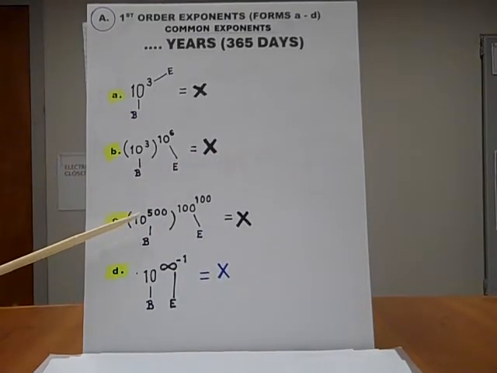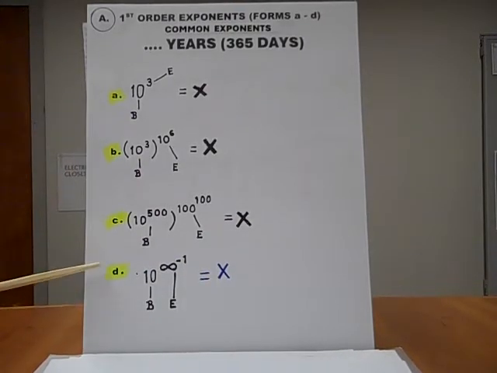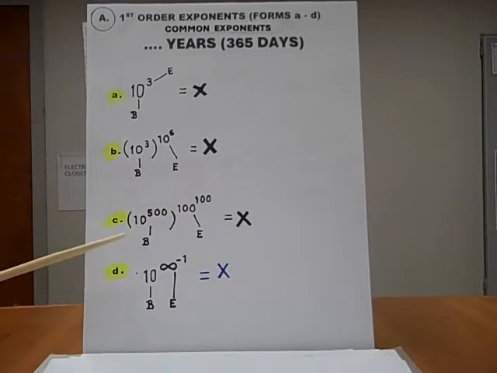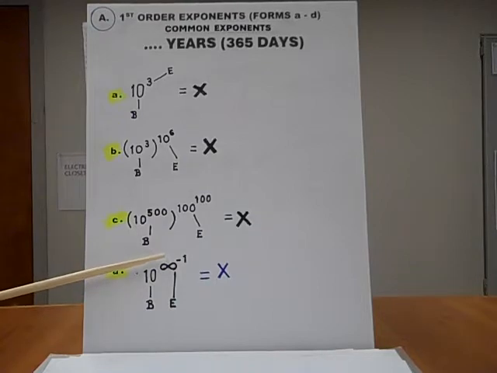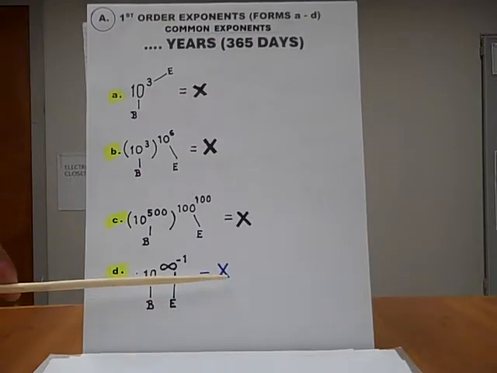Letter C. 10 is the base, which is 10 to the 500th power in parentheses, and the exponent to that is 100 to the 100th power, equals X number of years, because energy is conserved in all open and closed processes. D, 10 is the base, and infinity minus 1, the largest number there is, is the exponent, which equals X, number of years.